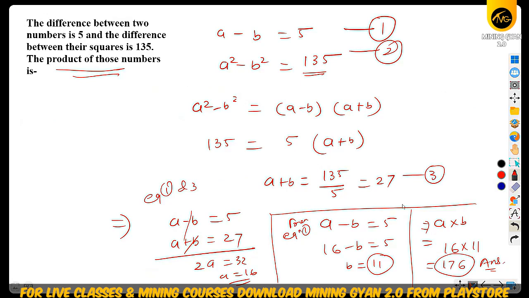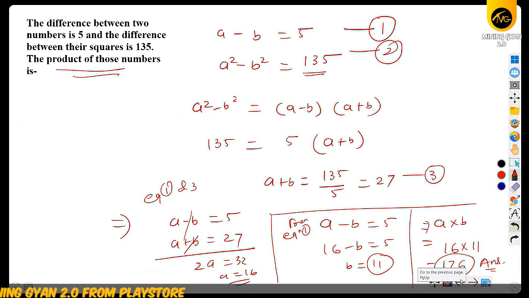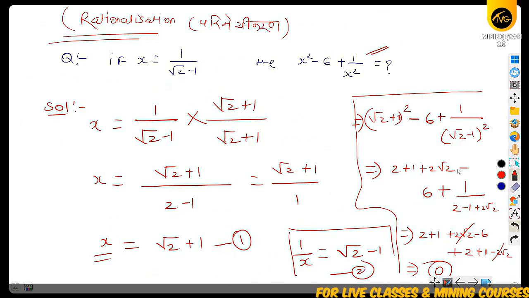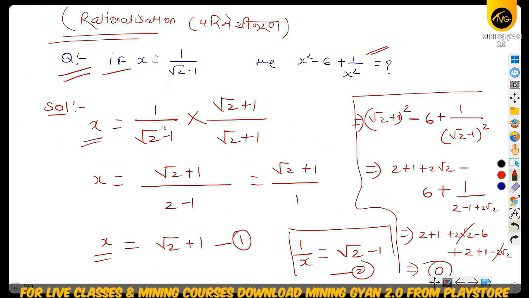Okay, if you don't understand, then you can also know it from the question. Like if x is equal to 1 divided by root 2 minus 1, then you can easily write 1 divided by x is equal to root 2 minus 1. Okay, this is the question, right? So if x is equal to 1 divided by root 2 minus 1, and if you find it directly by rationalization, x is equal to root 2 plus 1 divided by 1. So basically this is root 2 plus 1.